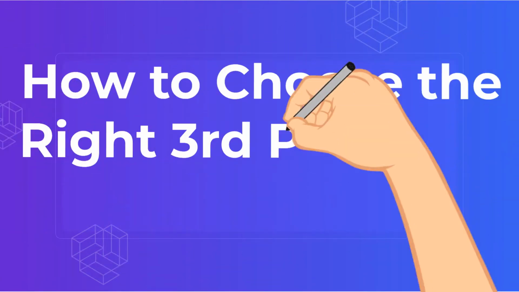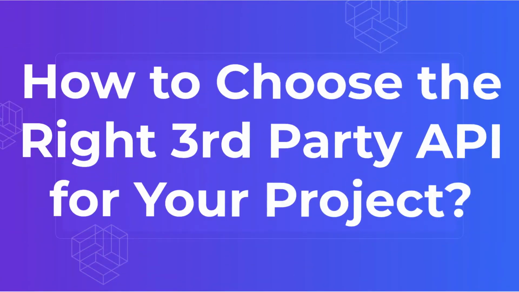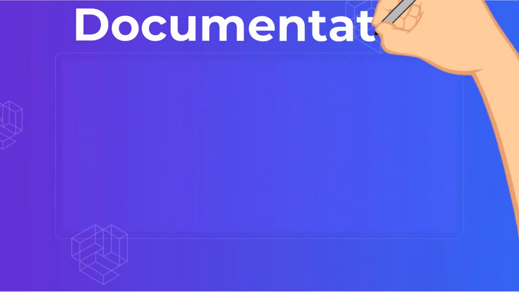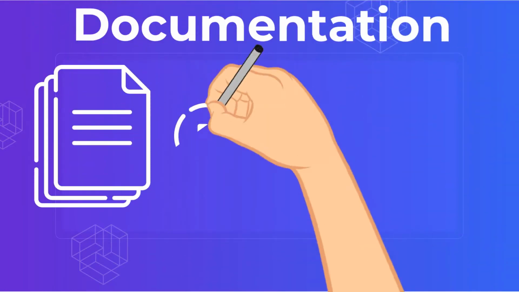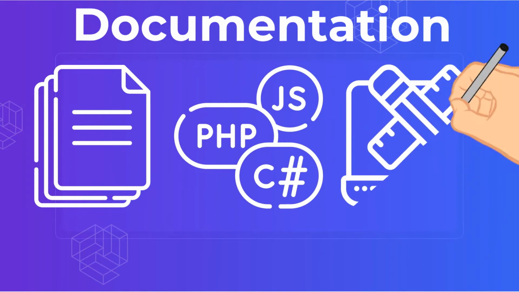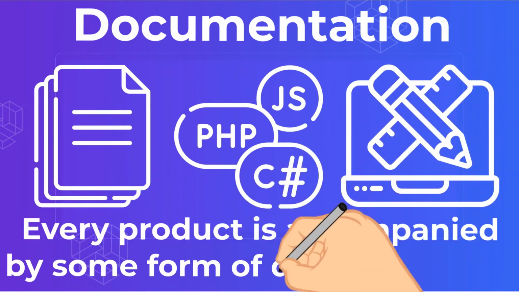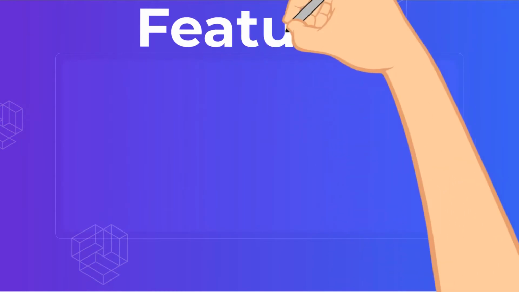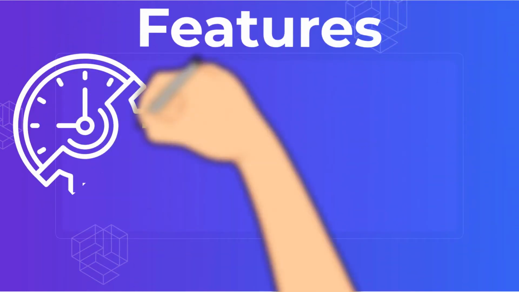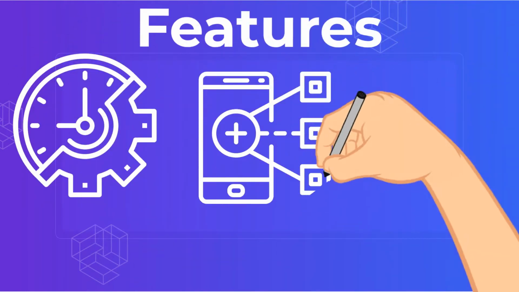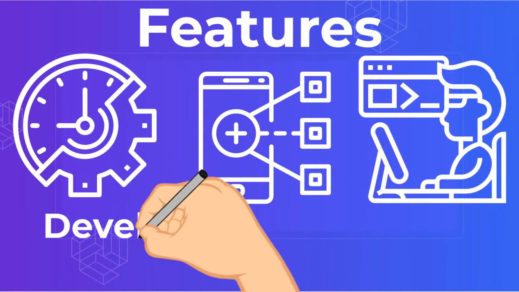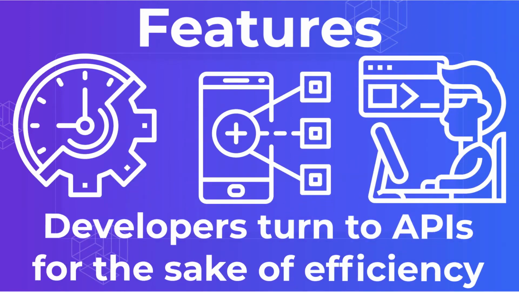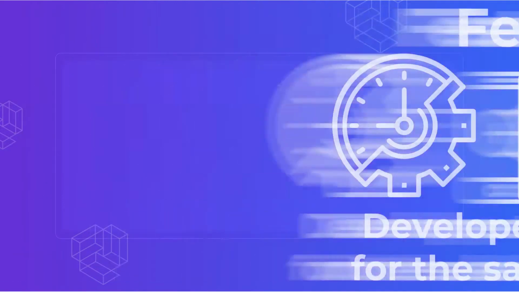How to choose the right third-party API for your project. Documentation. Every software product is usually accompanied by some form of documentation for developers implementing the product in their respective codes. Features. Developers turn to APIs for the sake of efficiency. Surely, you don't want to use two different APIs when one can perform all the functions you need.